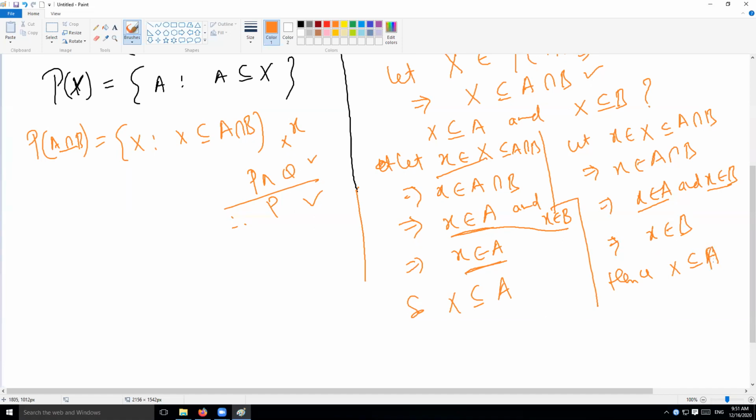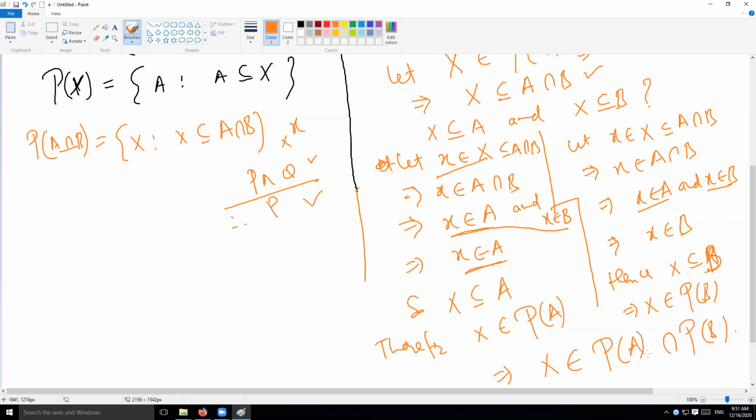Now, if X is a subset of B, what would be the conclusion? That X belongs to the power set of A. Why? Because anything that is a subset of A must belong to the power set of A. And if X is a subset of B, this means that X must be in the power set of B. And if X is in the power set of A and the power set of B, this means that X must be in the power set of A intersection the power set of B.